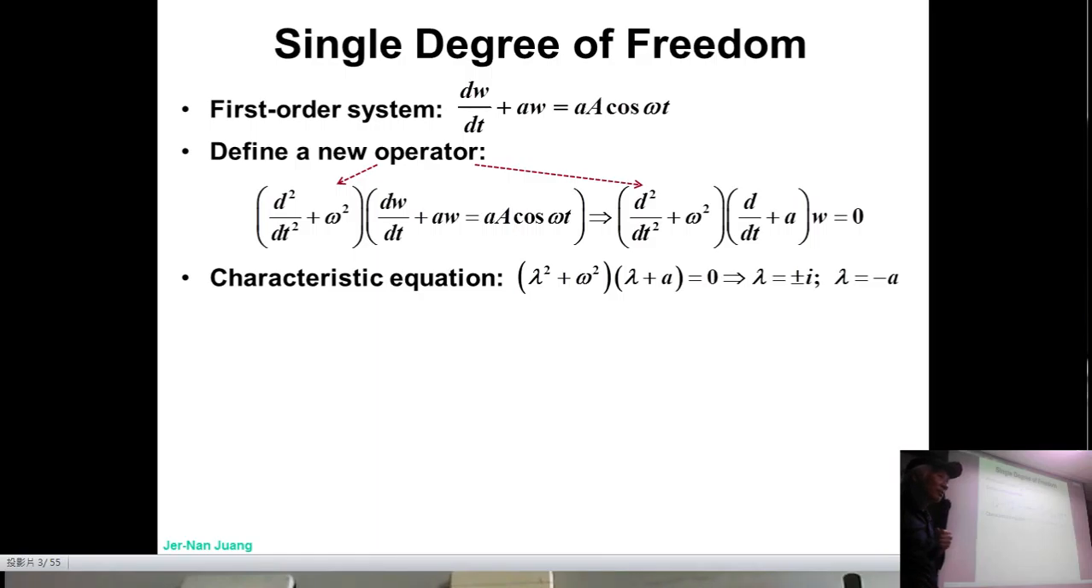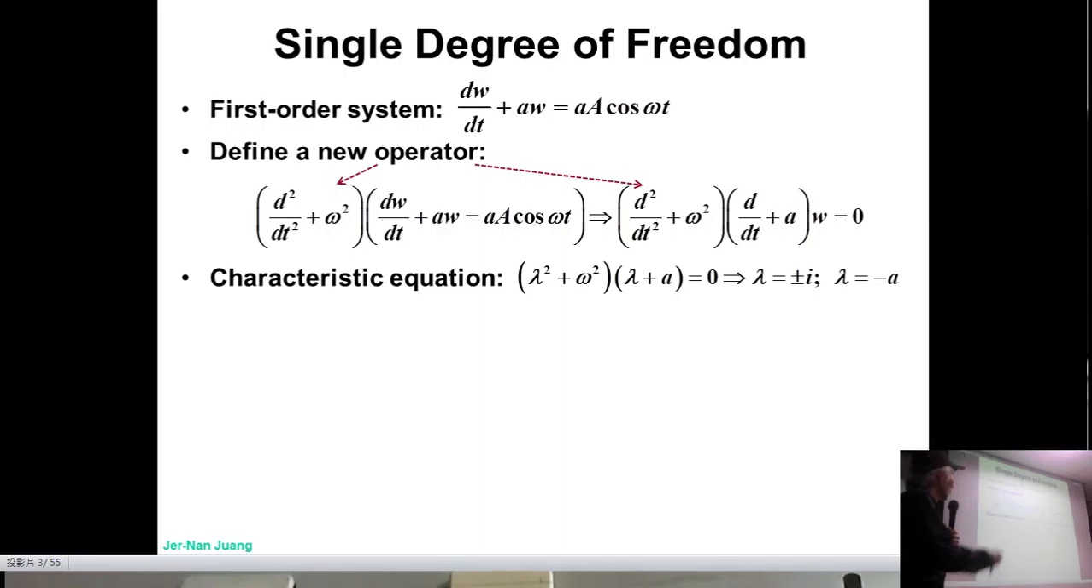Any idea? We have 3 roots. Plus or minus i belongs to what? Homogeneous? Or particular solution or homogeneous? Are you sure? Homogeneous solutions?